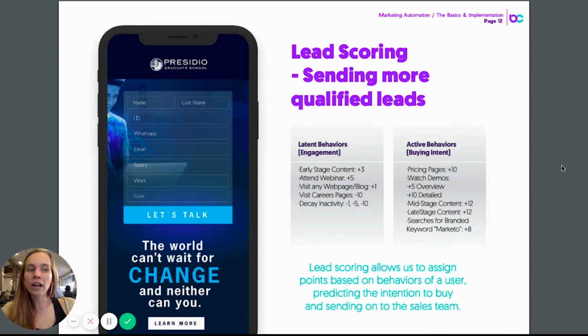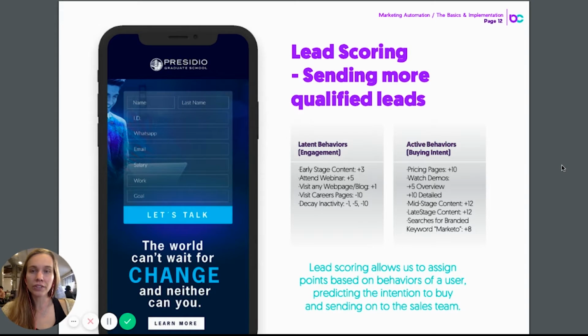And so lead scoring allows you to understand and prioritize leads based on what they've done on your website and based on who they are. So I have a couple of examples here of latent behaviors like accessing early stage content, like maybe just some blog articles about the destination. For example, in the example of the tourism company, maybe attending some kind of webinar or event online or event in person.